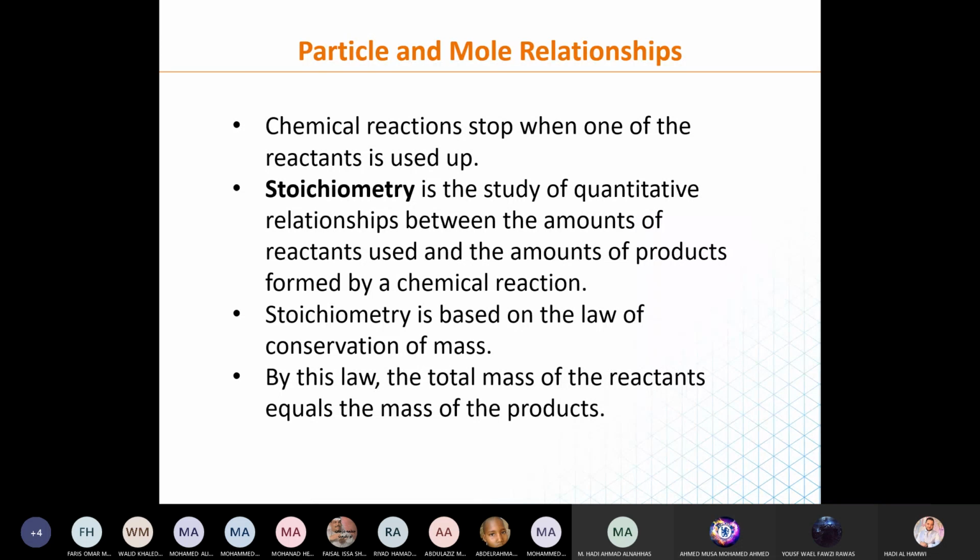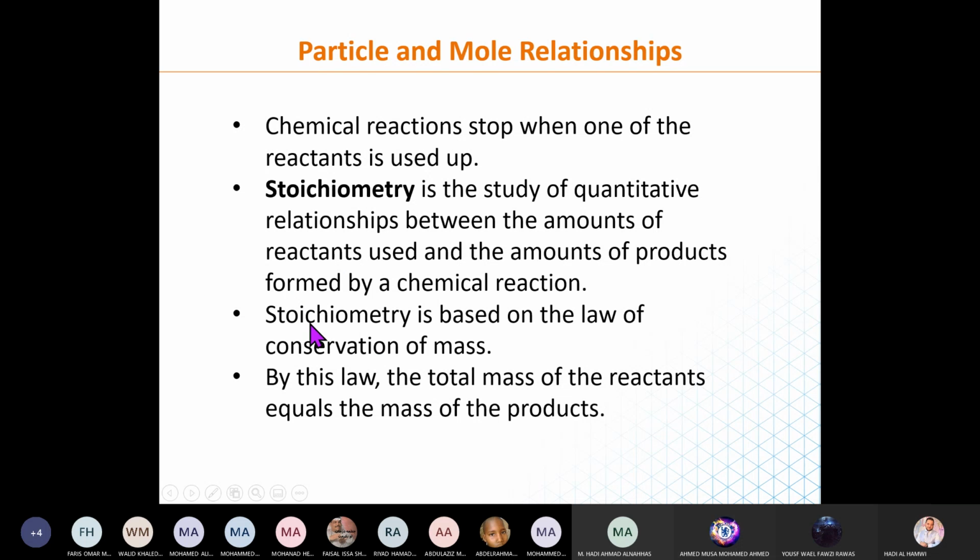Okay, quantitative relationship between what and what? Between the amount of reactants used. So concentrate, it's a study of a quantitative relation between what? Between the amounts of reactants used and what? And the amounts of products formed by a chemical reaction. So this is stoichiometry. Stoichiometry studies the quantitative relationship between the reactants that are used and the products that are formed in a chemical reaction.